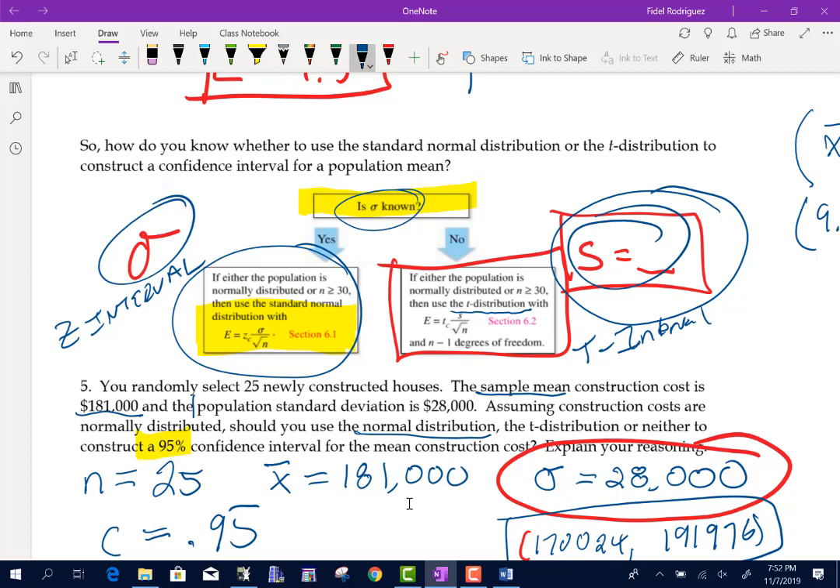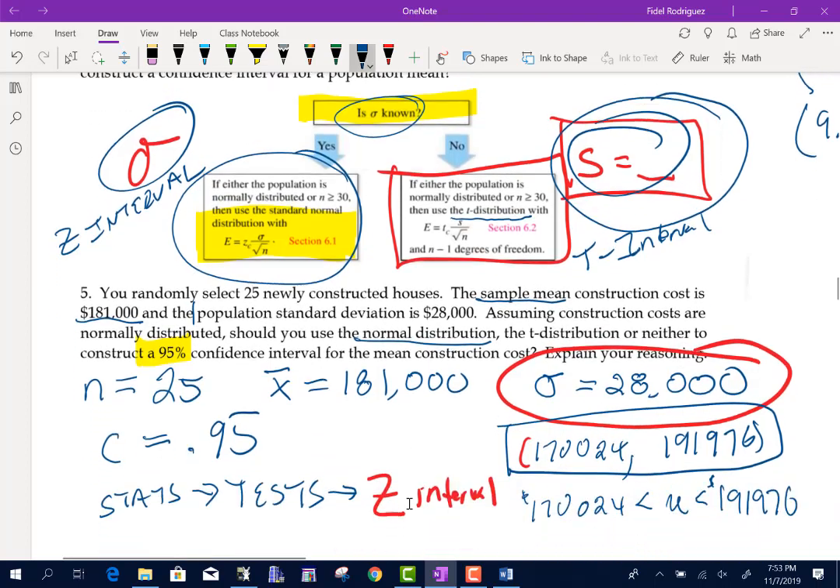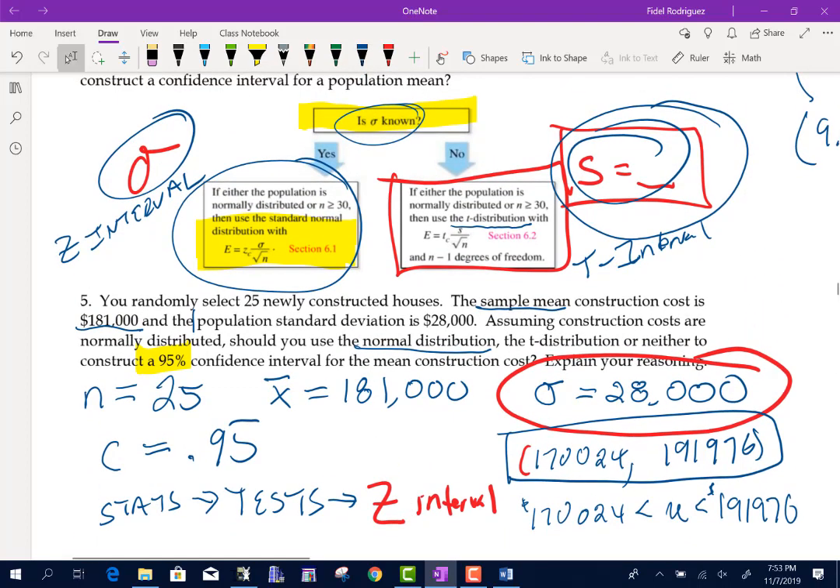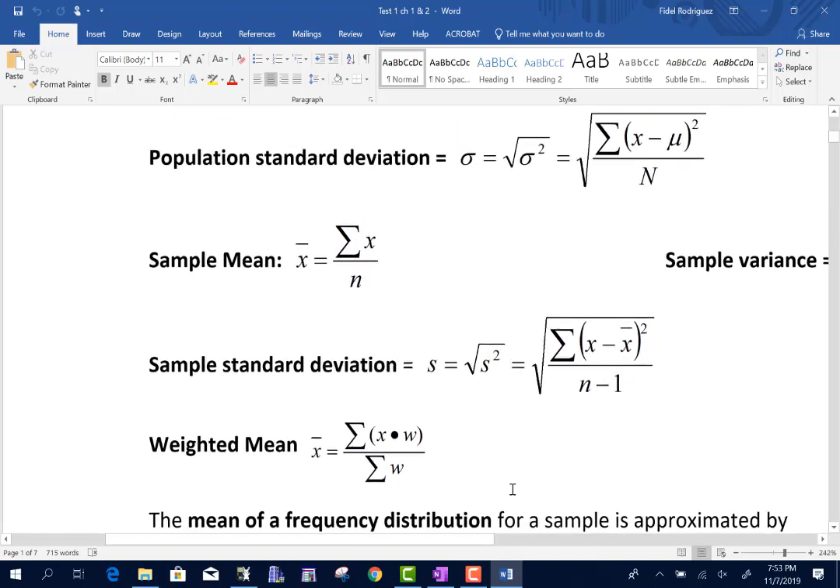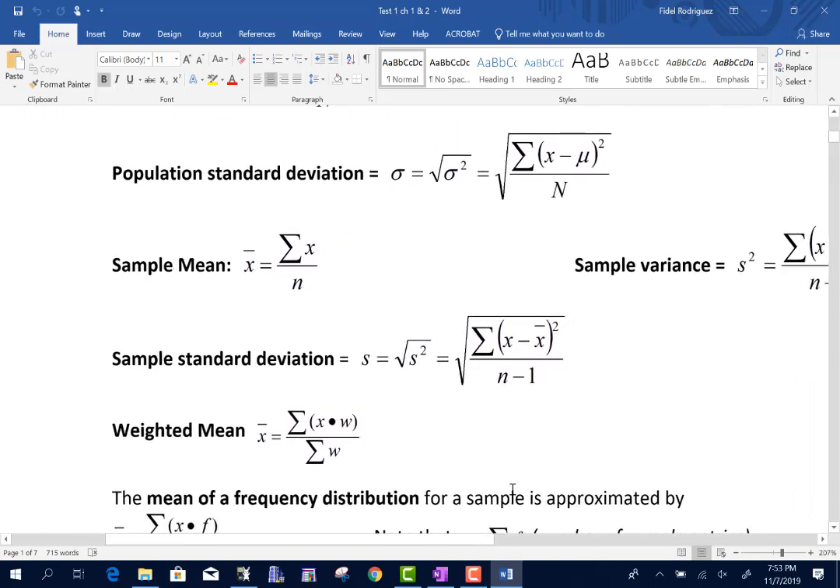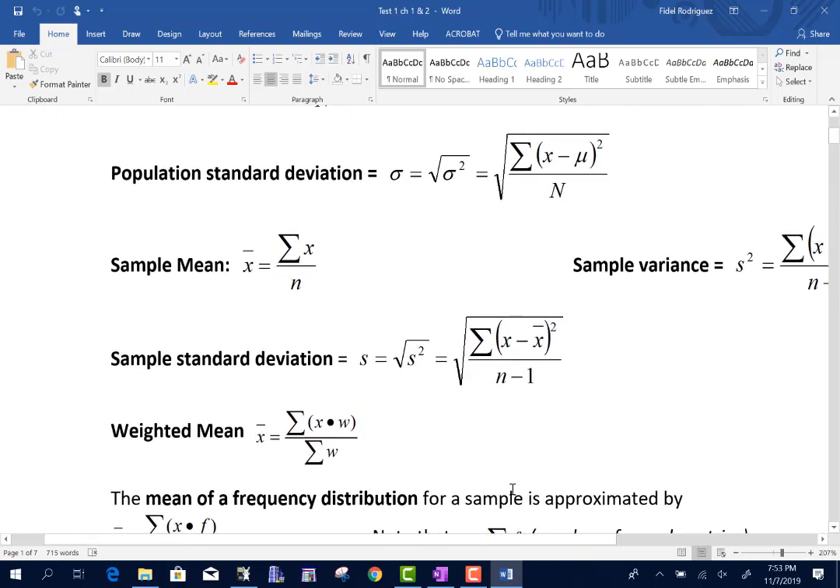Better? So think about it this way. Sigma, Z interval. S, T interval, right? And again, how do I know which one I have? Just to give you a heads up, when I look at this part right here, if it tells me I have my population standard deviation, then I have my sigma, right? That's right. And if I have my sample standard deviation, then I have my S, right?